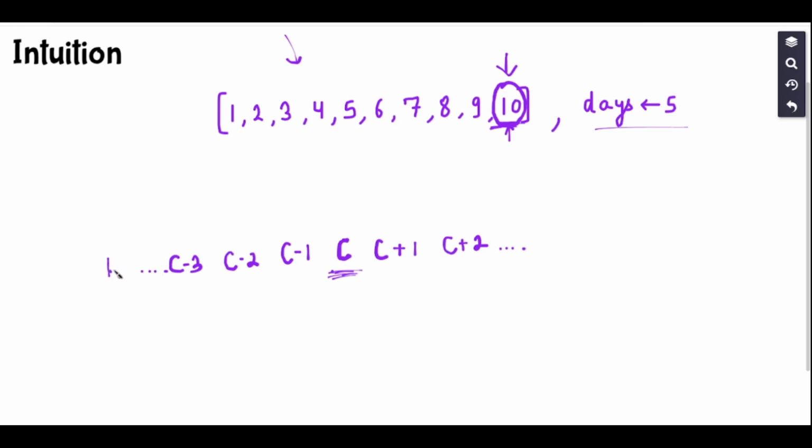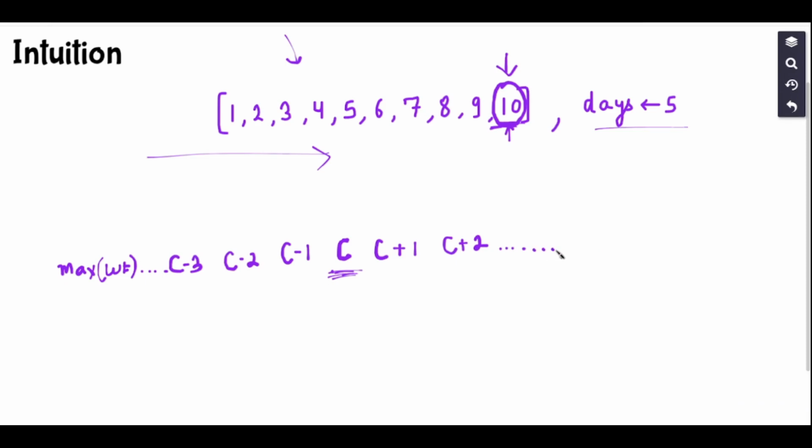So on the left extreme I would have 10, or in a general case I would have the max of the weights array. We simply find the maximum in this array, and that would be my left extreme. What would be my right extreme?